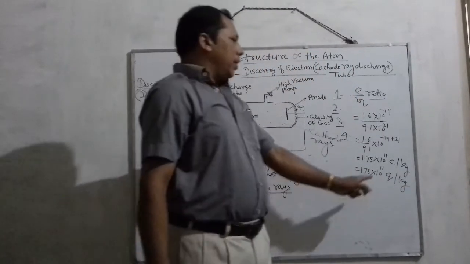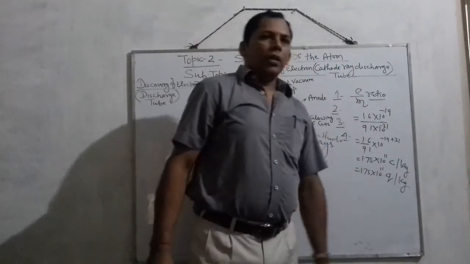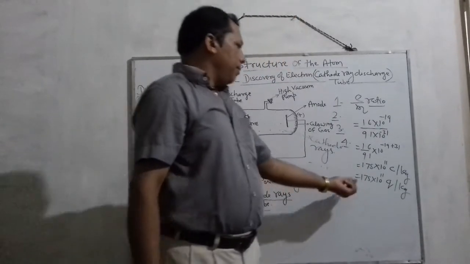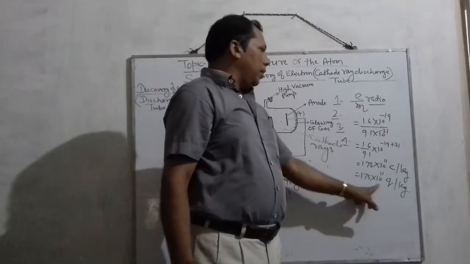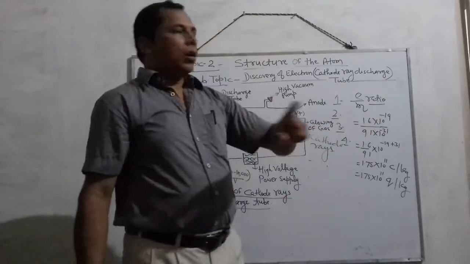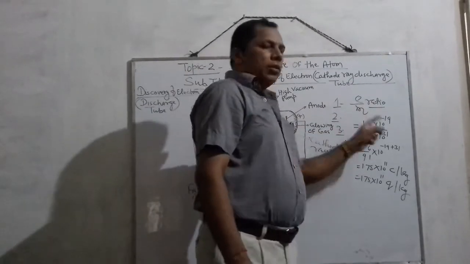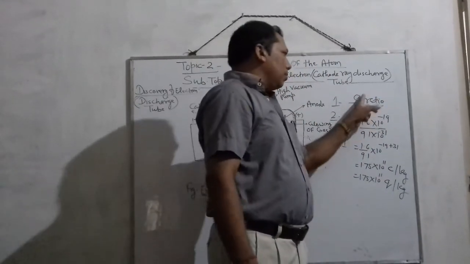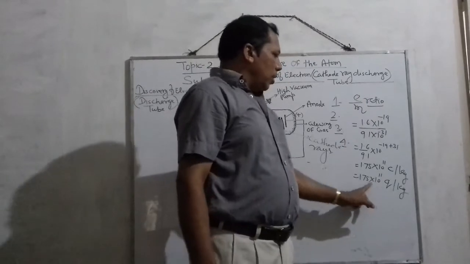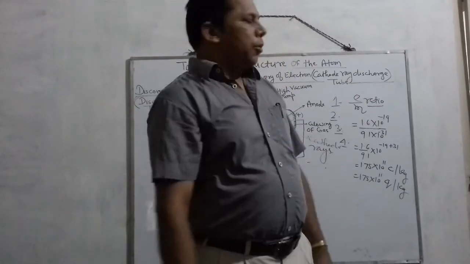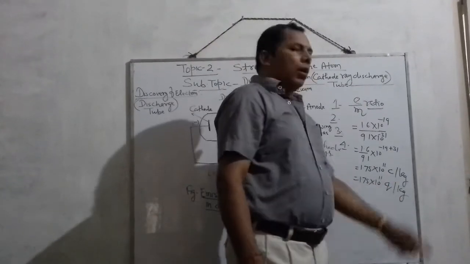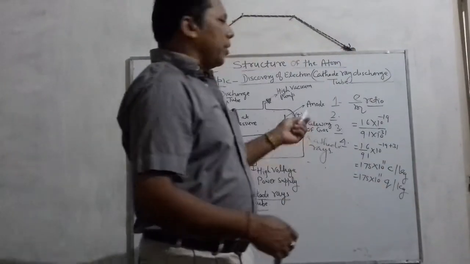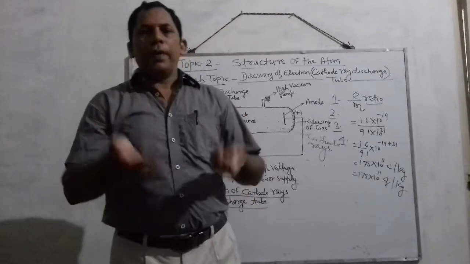Coulomb is represented by C, which is the unit of charge. So this is the e by m ratio of the electron, also termed the charge mass ratio, whose value is 1.75 into 10 to the power 11 coulomb per kg. Alright. The next point in this section is the charge of the electron.